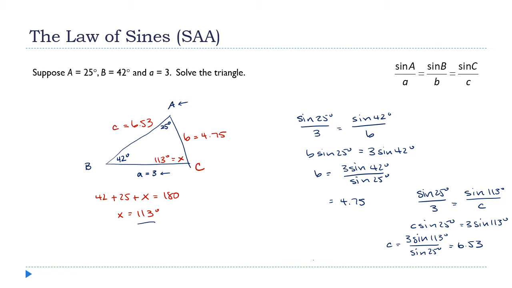113 is the biggest angle, and 6.53 is the biggest side. They're opposite each other. Excellent, that works. 25, angle A, is the smallest angle, and at 3, yes, side A is the smallest side. Good, so that matches up. It's not a guarantee we didn't make an arithmetic or a calculator mistake somewhere, right? But it's a good quick reality check, give you a little more confidence in your answer.